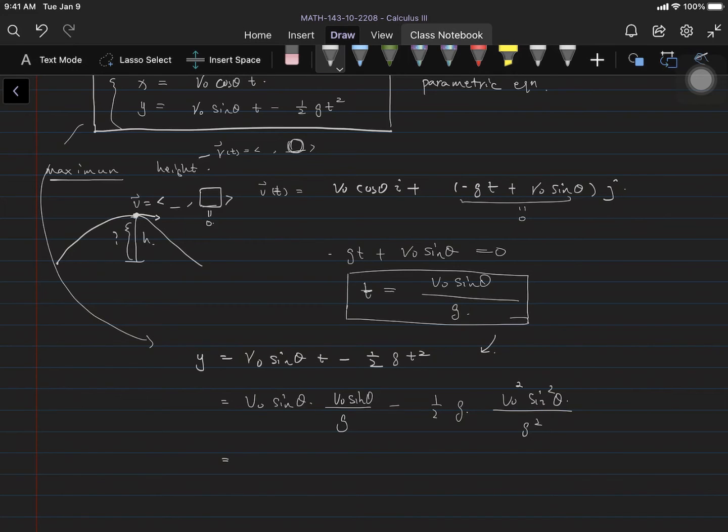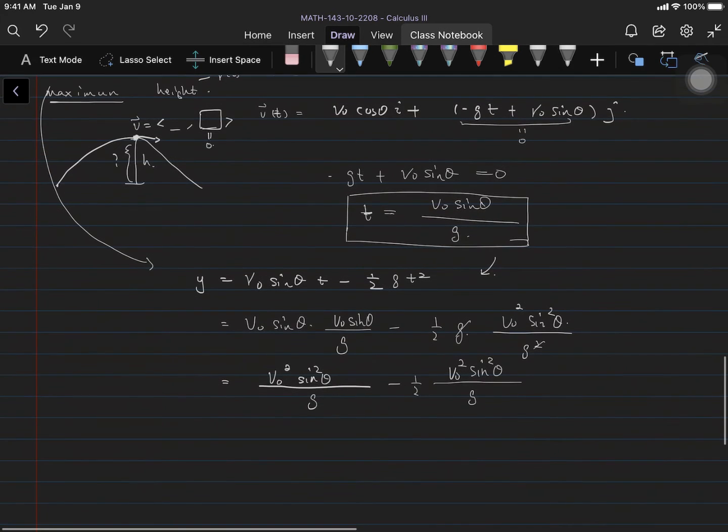It's going to be v0 squared sin squared theta over g, because we combine them together, and then minus 1/2. Here g and this g squared cancel, we also have v0 squared sin squared theta over g. You can see those two terms are the same thing, and we can combine them. So the final answer is v0 squared sin squared theta over 2g. This is the maximal height, we can say this is the y maximum.